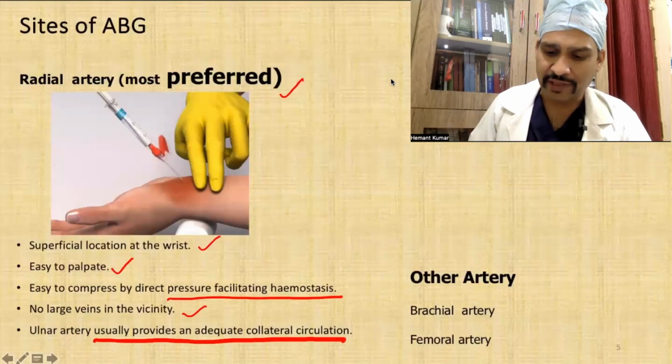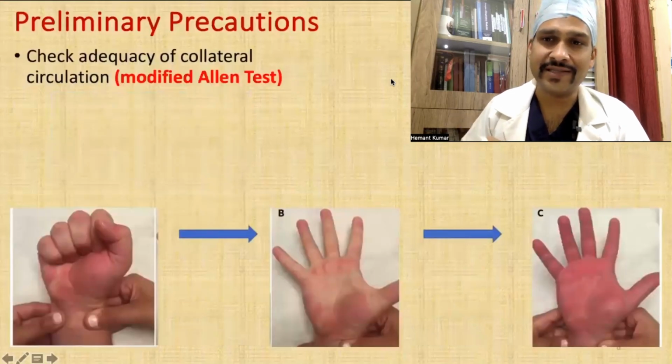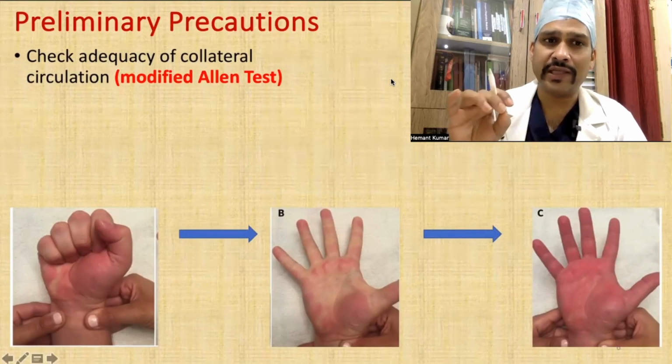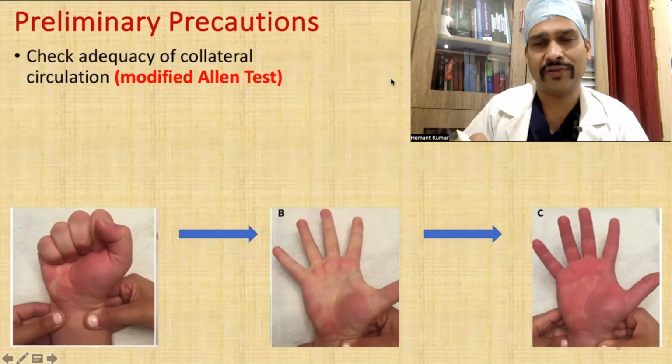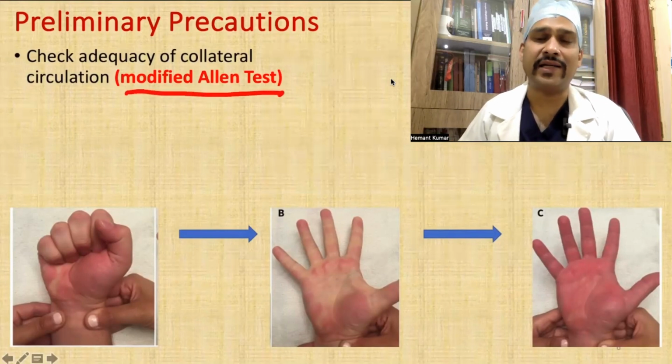Other arteries, we can take ABG from the brachial artery or femoral artery. But the preferred site is the radial artery. And as I told you, before taking ABG, we have to check whether our ulnar artery is working or not, whether flow is good or not. So we have to do the modified Allen test.